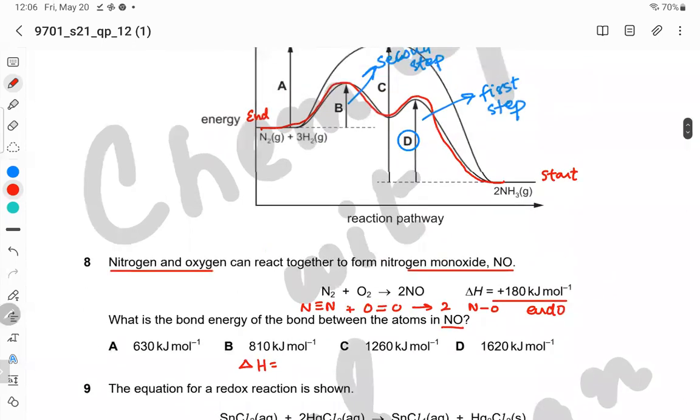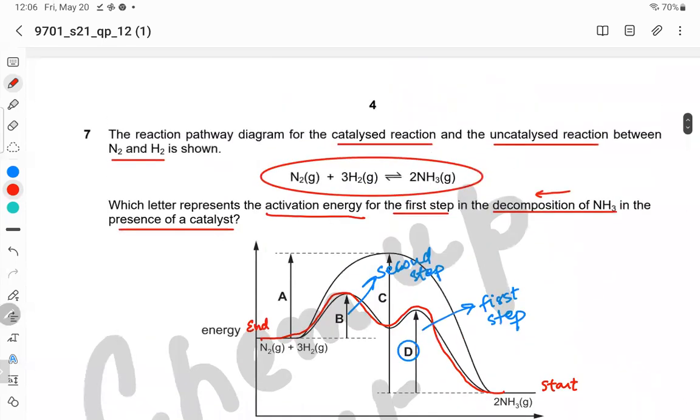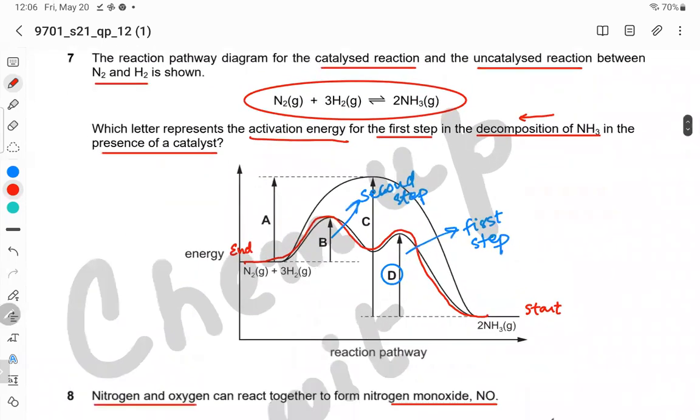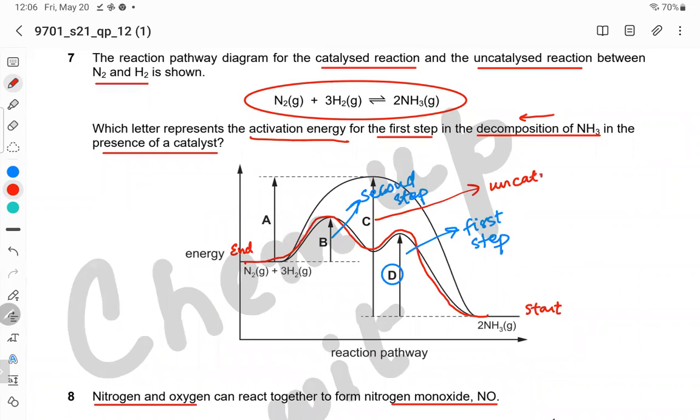Yes, Hamna, C. C is for uncatalyzed, right? Not catalyzed. C is the higher one. So we can't consider it as the activation energy for a catalyzed reaction. It is for the uncatalyzed reaction. Yes, did you understand, Hamna?